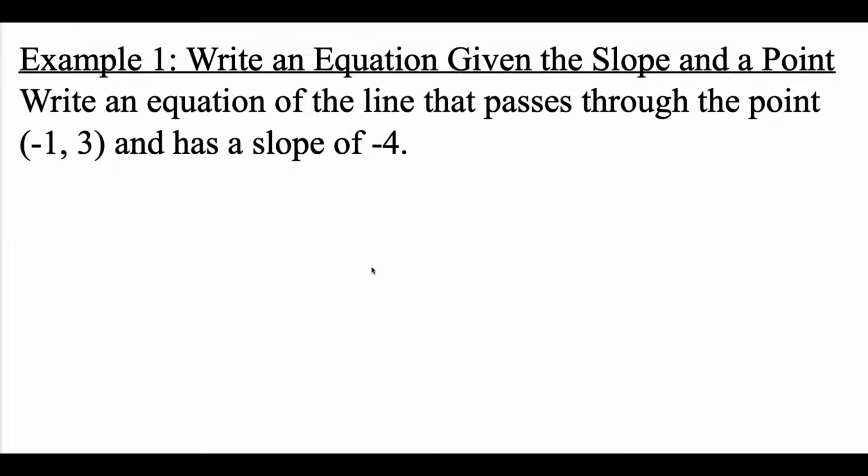Now, you're not always told exactly what your m and your b values are. In this example, we're going to write out an equation for a line that passes through the point -1, 3 and has a slope of -4. So if we're thinking about our y equals mx plus b equation, they're telling us what the slope is, so that's our m value. But they don't tell us specifically what our y-intercept is, so they're not giving us the b value. We have to go through and do a little bit of work to figure out what that b value is. And here's where that point is going to come into play.